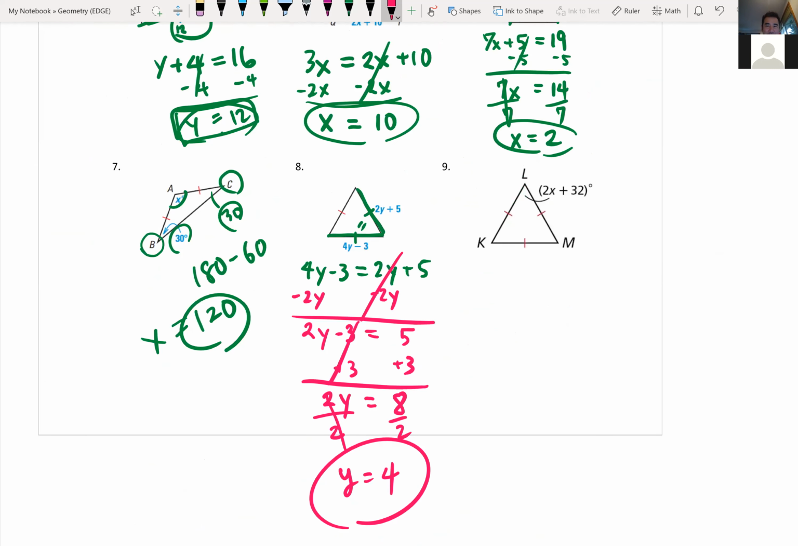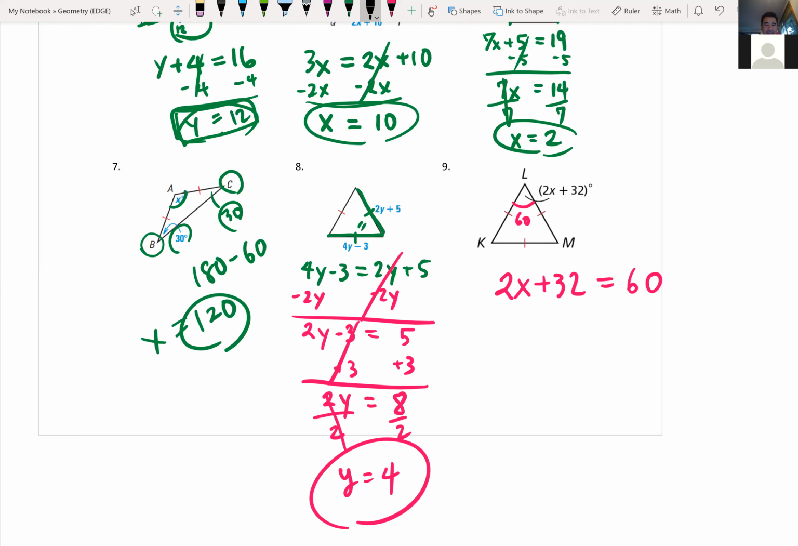So what is this angle measurement? It has to be 60. In other words, your equation should be 2x plus 32 equals 60. Yeah, does that make sense? Very good.